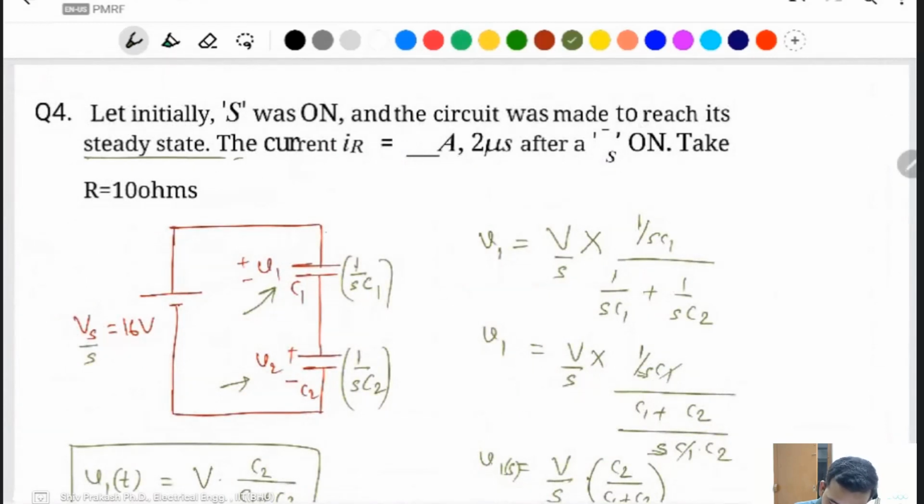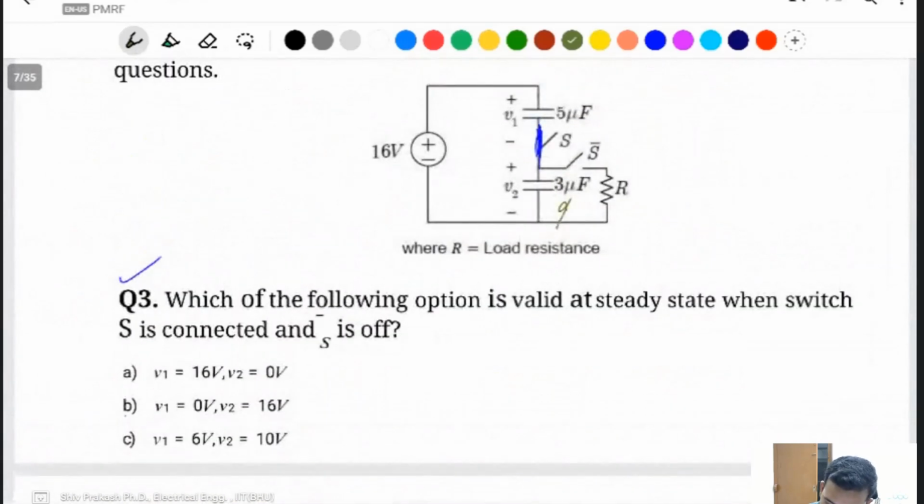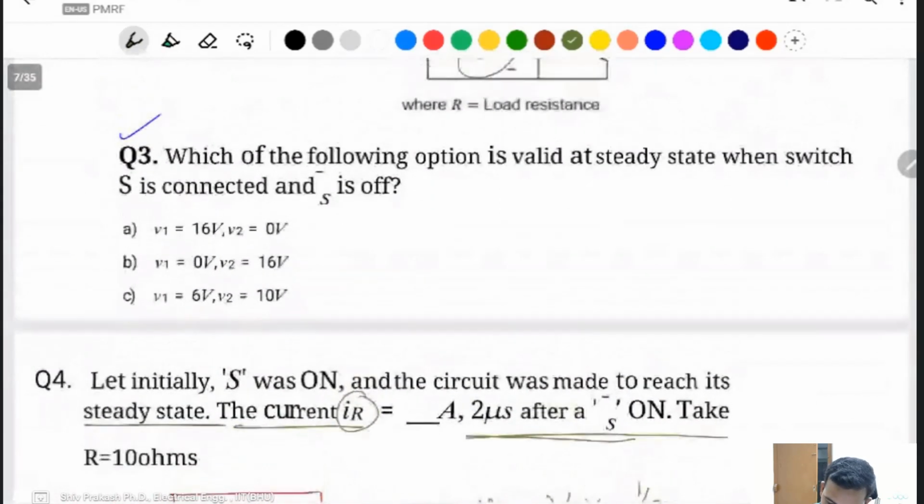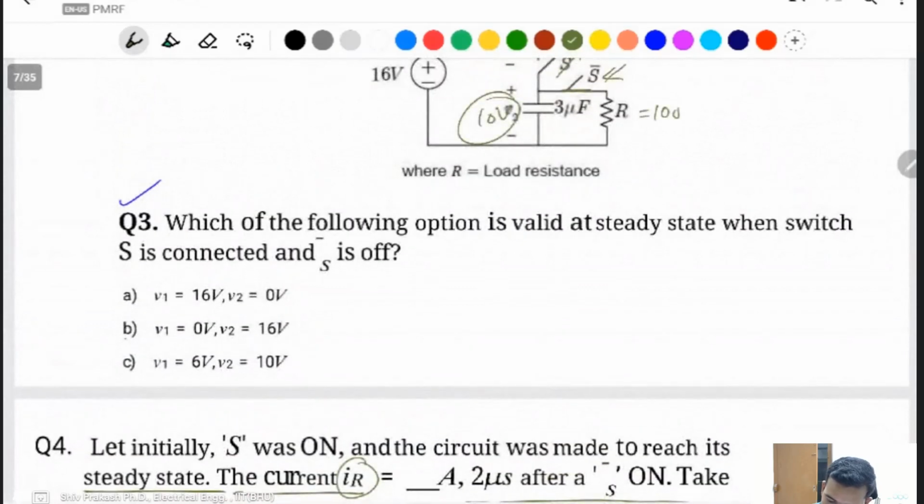It is the current IR in ampere. After 2 microsecond, the switch is on. It means, what happens if this switch is on at steady state, when this one is off and this one is on, until you charge for the 10 volt. The resistance value is given as 10 ohm. Then what is the value of current flowing through the resistance at 2 microsecond?